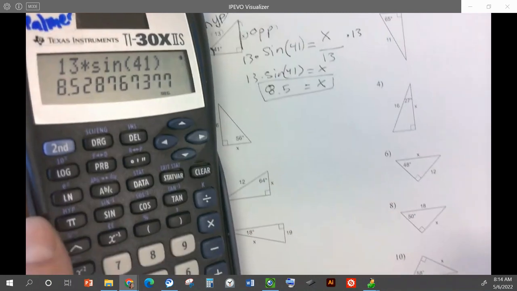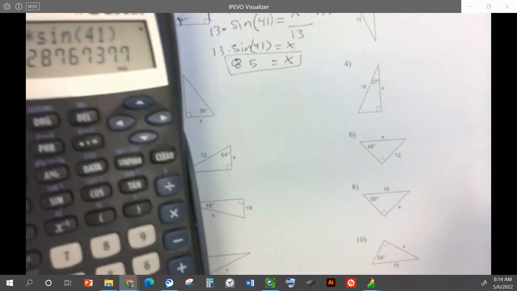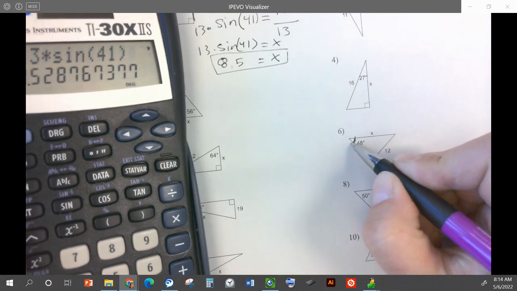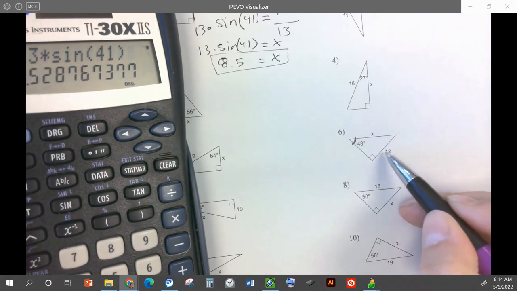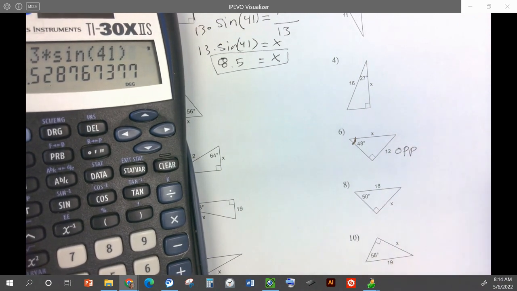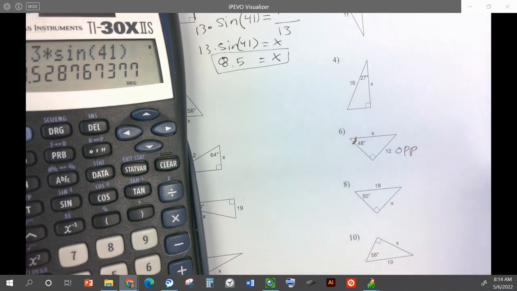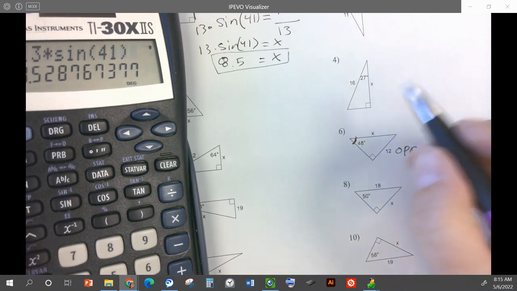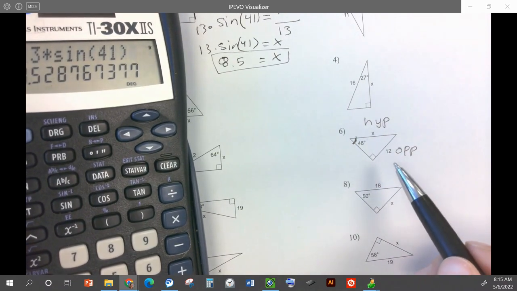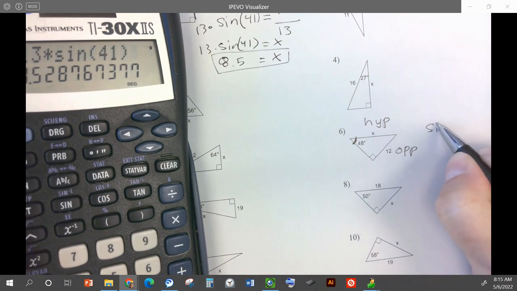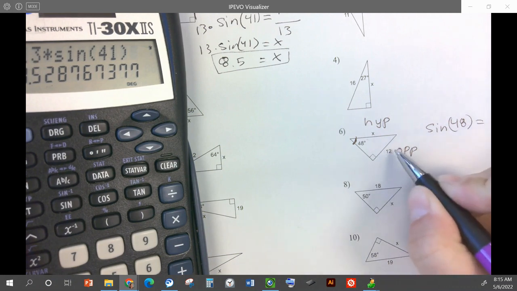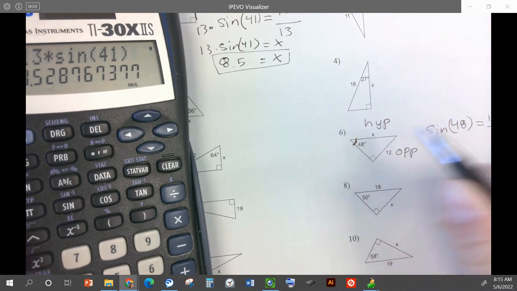Let's do one where x ends up on the bottom. Let's do number 6. So we've got our angle. What's 12 going to be? What side? Good. Side opposite. How about x? What should we label that? Good. Hypotenuse. All right. This is sine again. Good. So we've got sine of 48 is opposite side over hypotenuse.